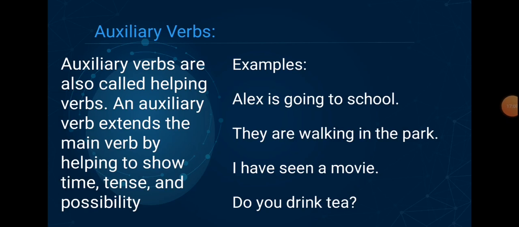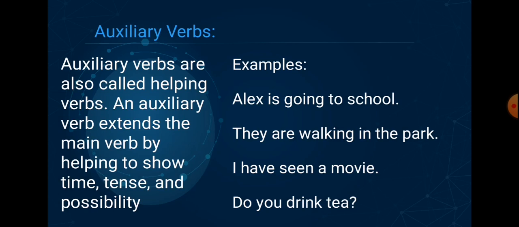The fourth one is the auxiliary verb. Most of the students are familiar with auxiliary verbs because we use them in tenses. Auxiliary verbs are also called helping verbs. An auxiliary verb extends the main verb by helping to show the time, tense, and possibility. Auxiliary verbs only help the actual verb when we use it in the 12 tenses. So these auxiliary verbs help clarify the time of the action.